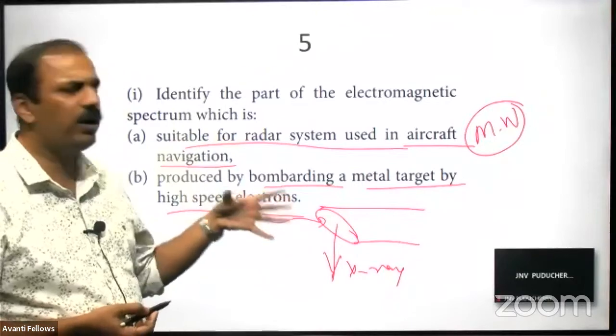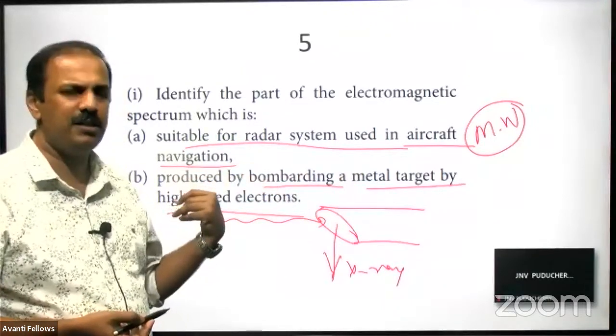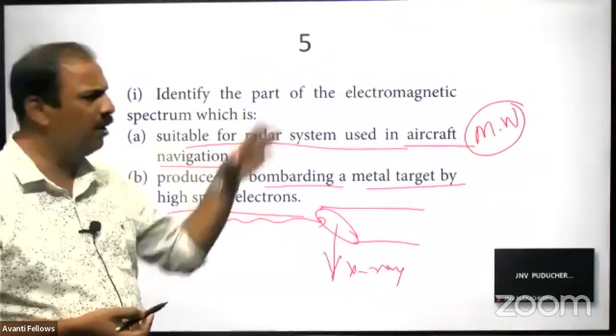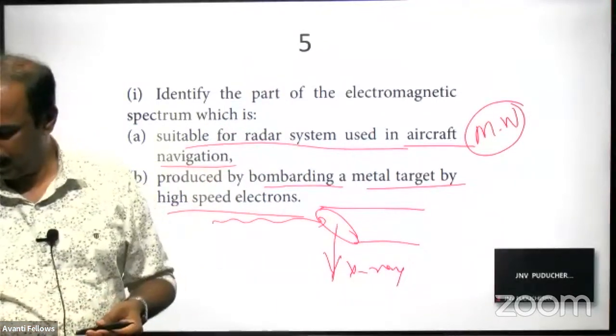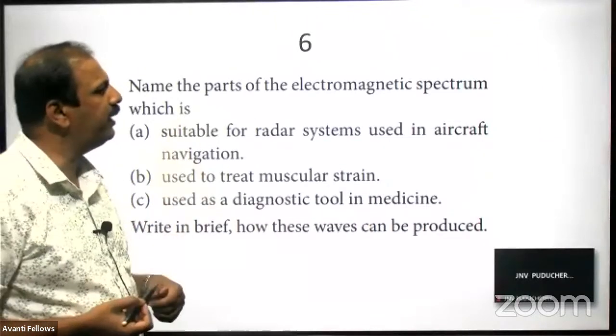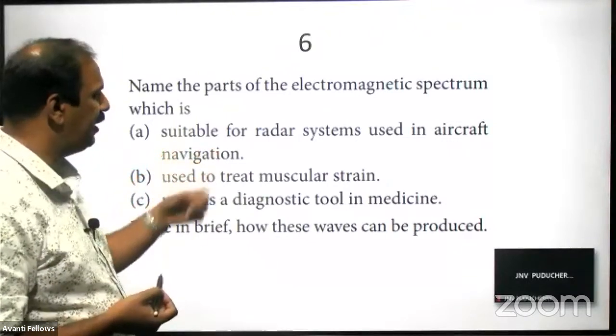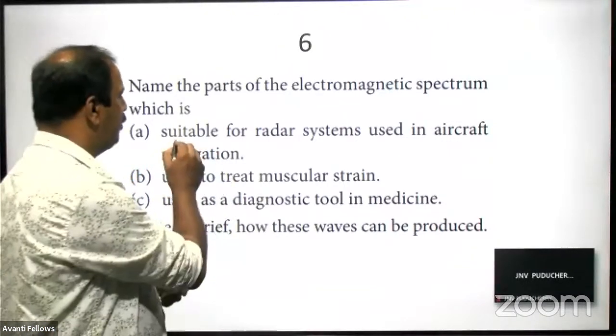That's why I told more and more reading is required, because this is not mentioned in the previous classes. So when a question comes, you will see. When you practice, you will get it. Now one more similar question. Name the part of the electromagnetic spectrum which is suitable for radar navigation. Same question, it came in 2 years.